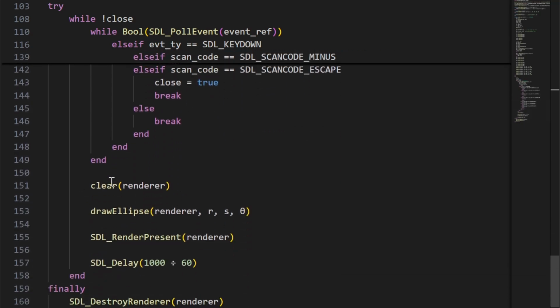I did add a clear renderer thing in here just to blank the screen between each set of 8 points that we draw so we can see them move. And so let's take a look and see what happens.